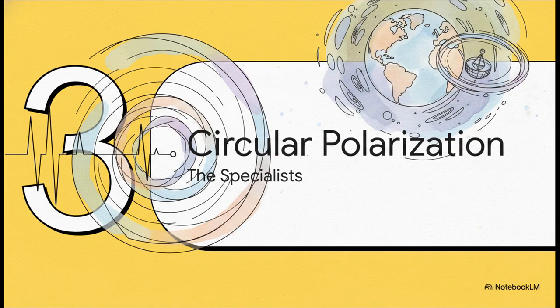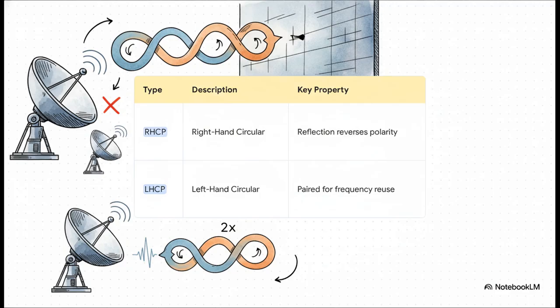All right, we've covered the straight lines of linear polarization, but now things get really clever. Let's move into the rotation of circular polarization. This is where RF engineering gets super creative, especially when we're trying to solve some of the unique problems that come with communicating with things in space. Yeah, circular polarization is basically a specialist's tool.